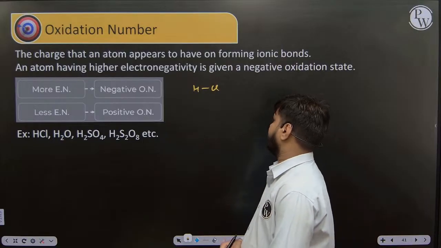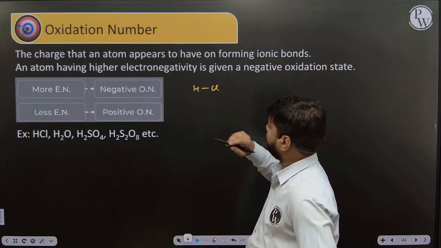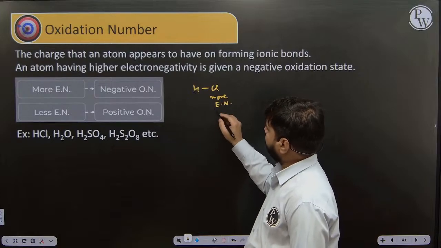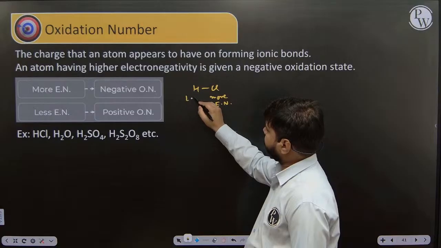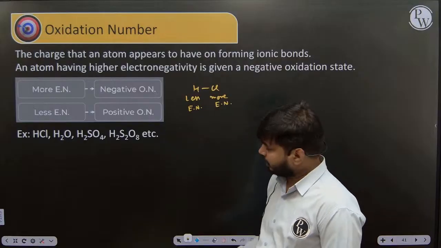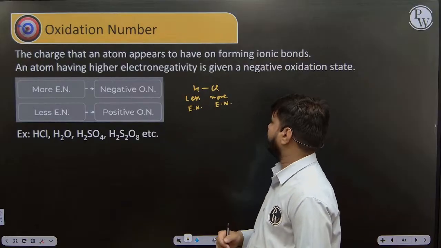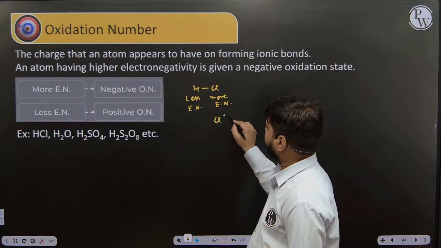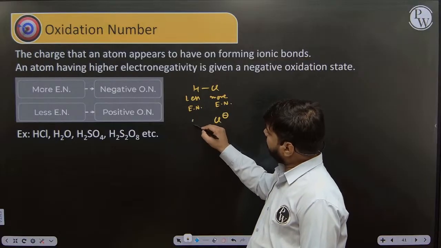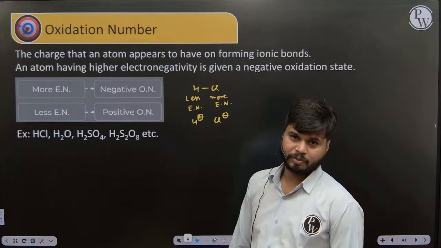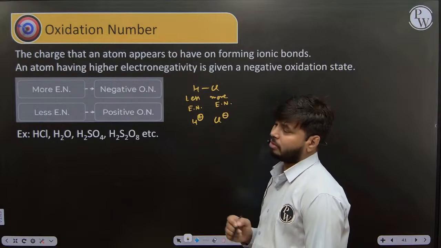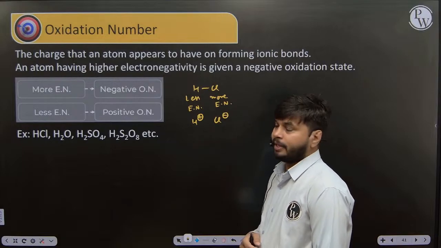Suppose this were the ionic bond. So more electronegative chlorine will be taking. Let's suppose you have this covalent bond as an ionic bond. If this bond were ionic, then what would have happened? The chlorine must have taken the electron of this bond. It will be minus, while hydrogen will be plus.